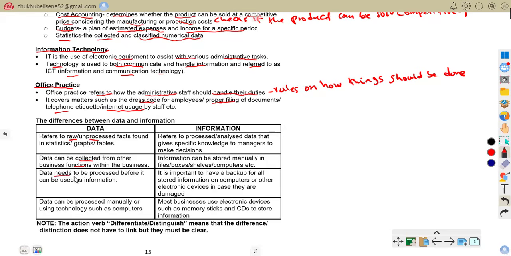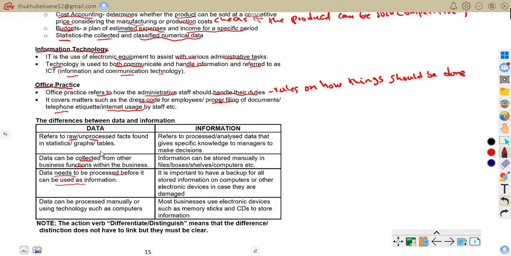Also, data needs to be processed before it can be used as information. Here we are talking about needing processing, for example, adding daily sales to get monthly sales. Also, data can be processed manually or using technology such as computers, for example, typing survey results into Excel.